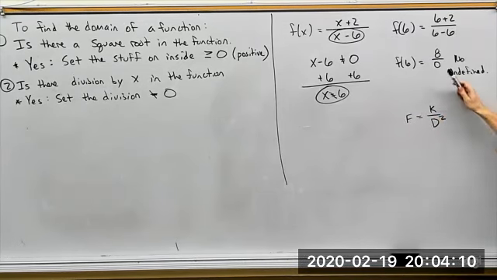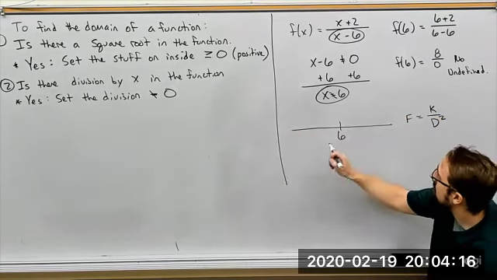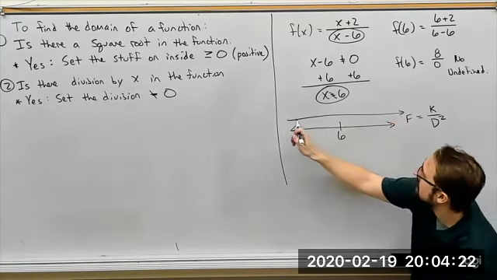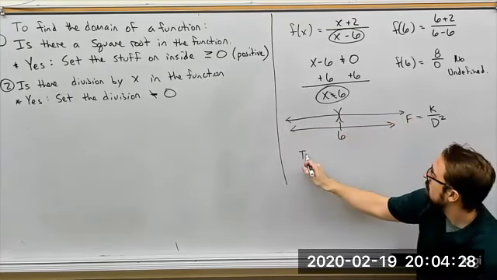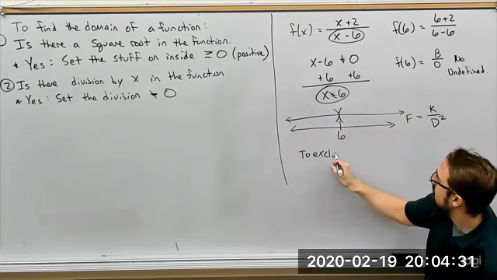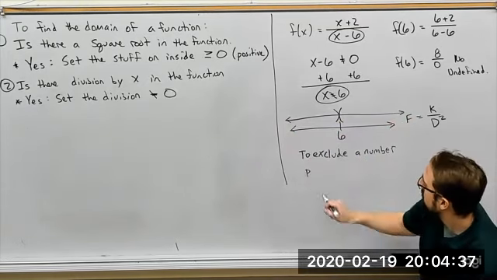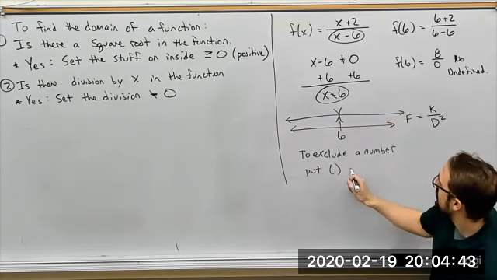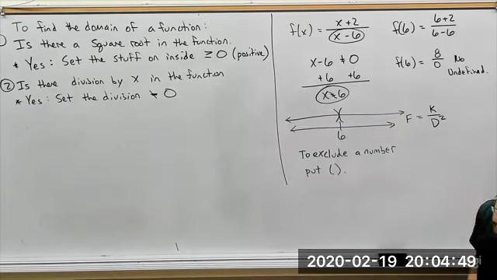So you can't divide by 0. That's undefined. How are we going to write our answer? You draw a number line, and every single number works on your number line. So every single number works except for 6. So you just put parentheses around 6 to exclude a number. Put parentheses. There we go. All right, so now how do we write that in the homework?